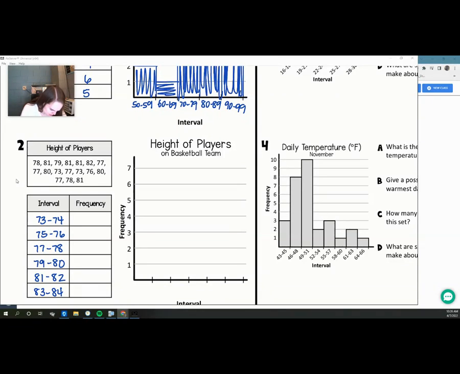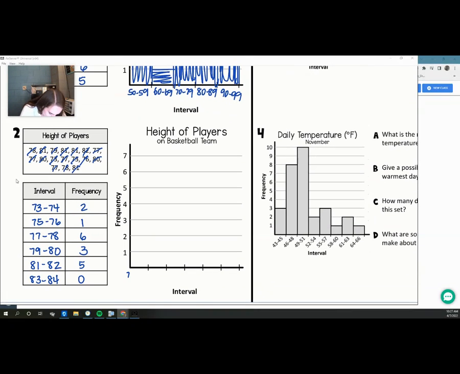Okay, so 73 to 74, there's 2. 75, 76, 1 each. 77, 78, there's 6, so quite a few of those. 79 and 80, there's 3 of those. 81 to 82, there's 5 of those. We are out of numbers, there's none of those.